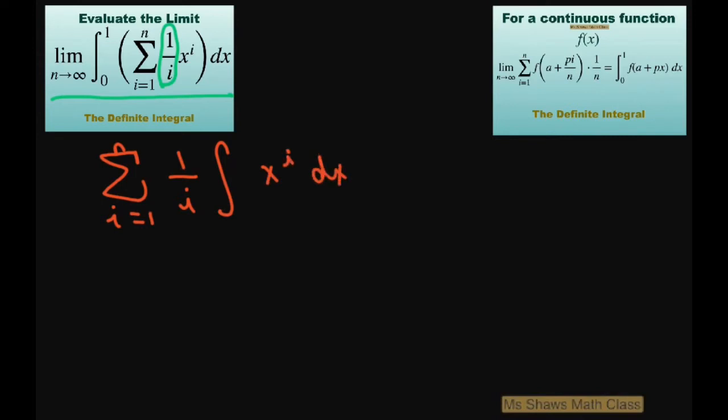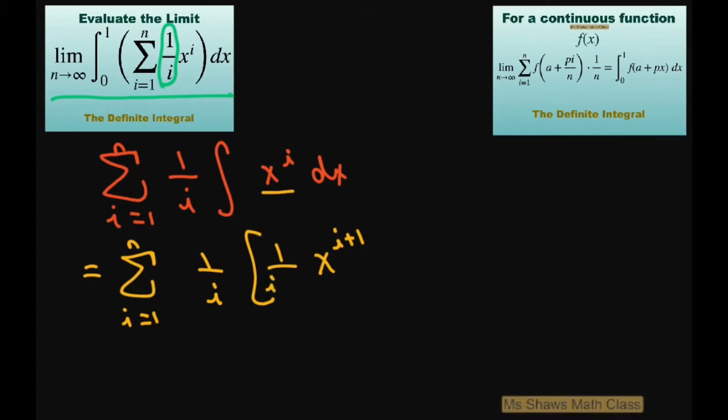Alright, so this is going to give me the sum from i equals 1 to n of 1 divided by i. And for this piece here, I'm just going to integrate it. So you add 1, and then you have to divide by i plus 1. So that's 1 divided by i plus 1. And then we're evaluating this from 0 to 1.